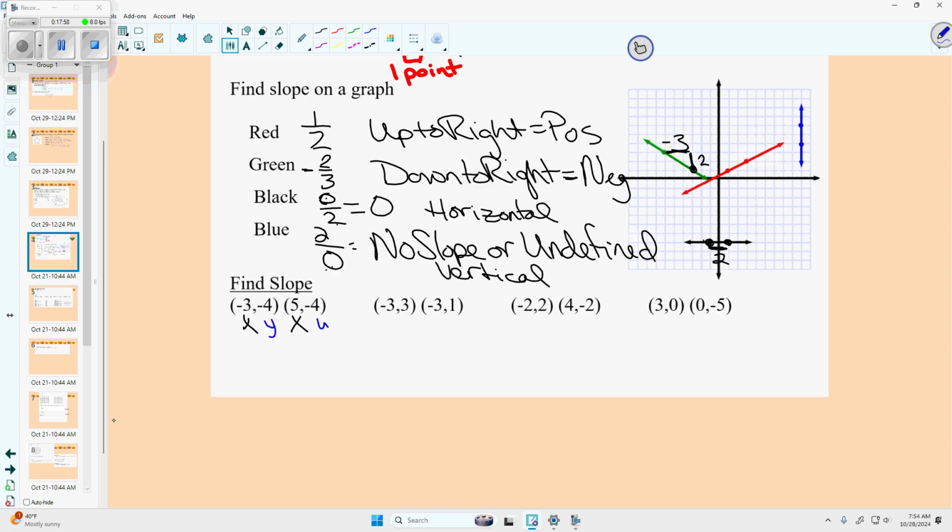Perfect. They're alphabetical, x comes before y. Whichever y you pick first, you're going to pick the same x first. In this case, does it matter? Because our y's are what? The same. So we're going to take -4 minus -4. Don't forget to have that extra subtraction in there. What do we put on the bottom then? Give me the x's.